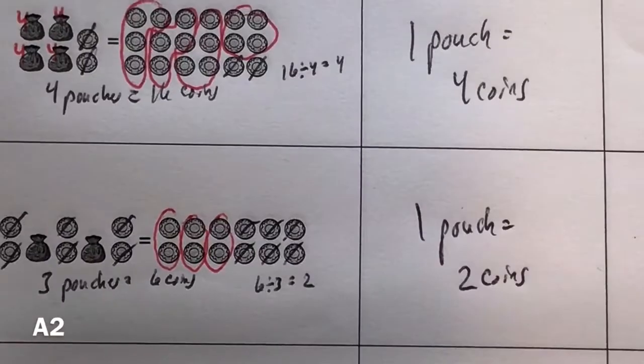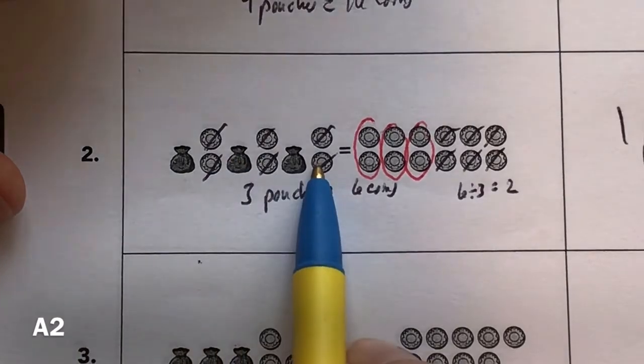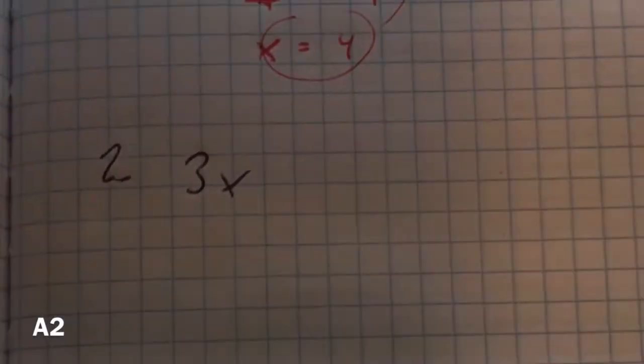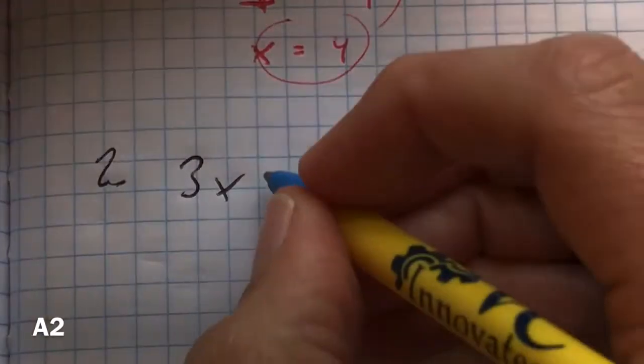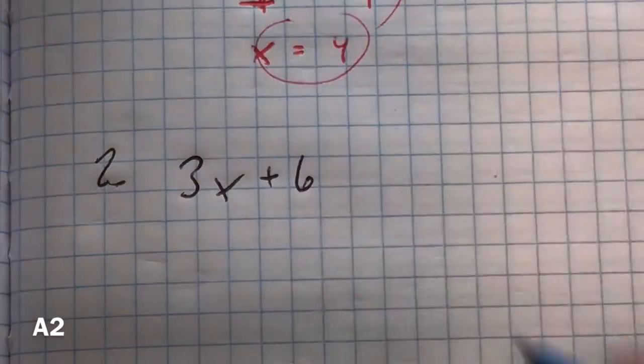So let's look at how we can write this one out like we did last time. It's going to be a little bit tricky. So I'm going to see here, I've got my 3 pouches. So that's going to be 3x. I've got 6 coins loose, so plus 6. And then I've got 12 coins.